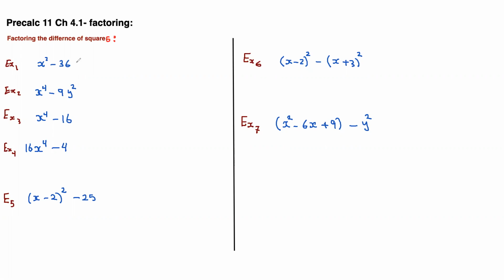So for the difference of squares, all you need to do is open two sets of brackets, make one negative, one positive, it doesn't matter which is which. The square root of x squared is x. The square root of 36 is 6. You repeat the same thing in the second brackets. Same here.